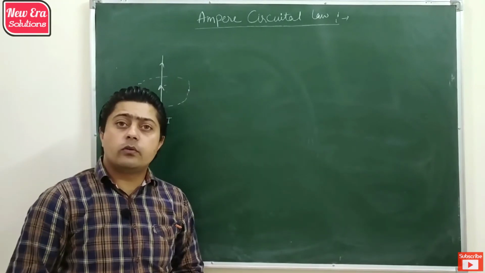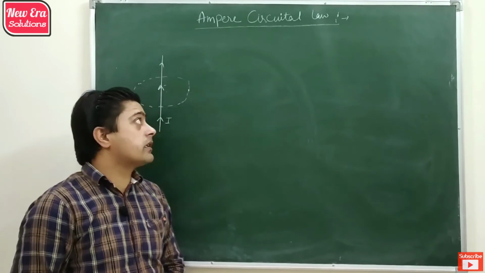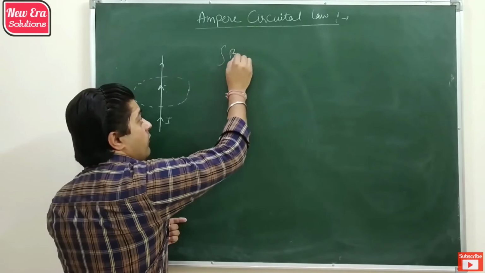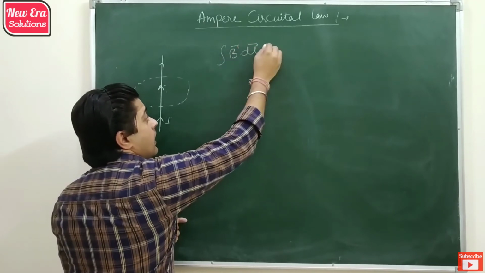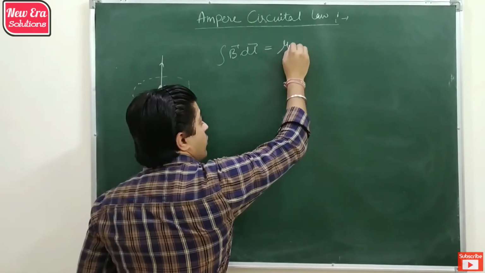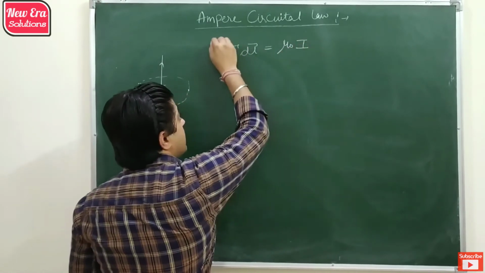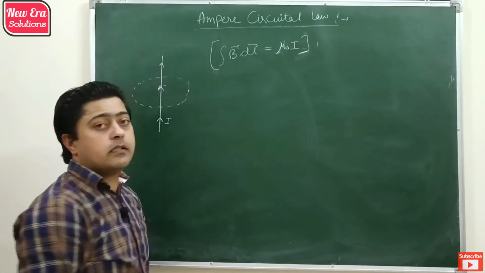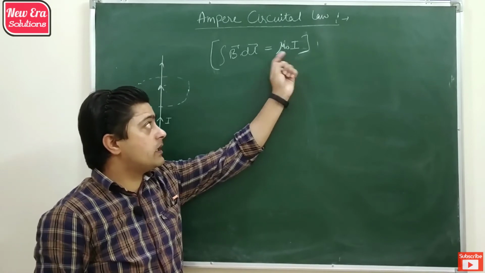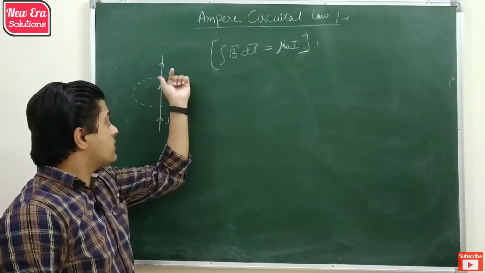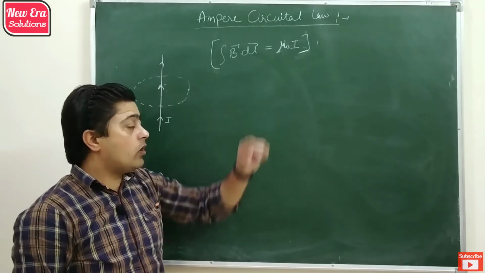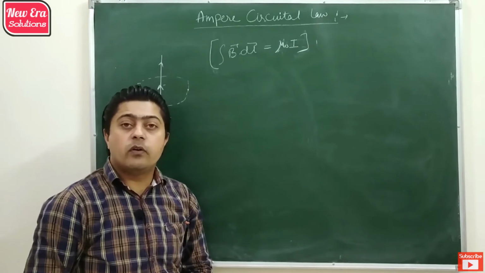The statement of Ampere's circuital law states that the line integral of the magnetic field around any closed loop is mu naught times the current passing through that loop. So the line integral of the magnetic field is mu naught times the current enclosed by that circuital loop, where mu naught is the permeability of free space.